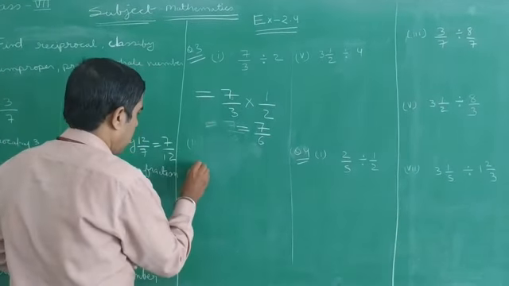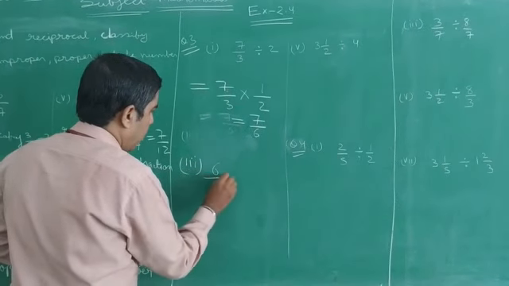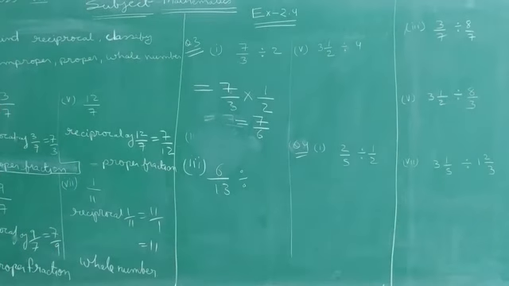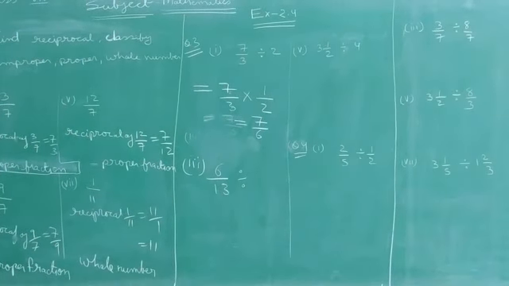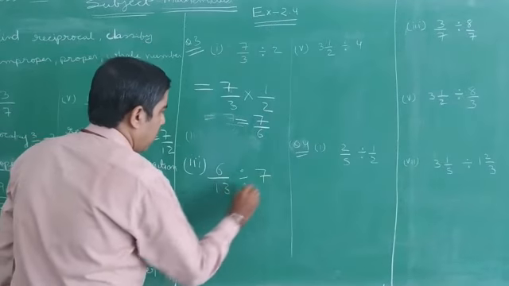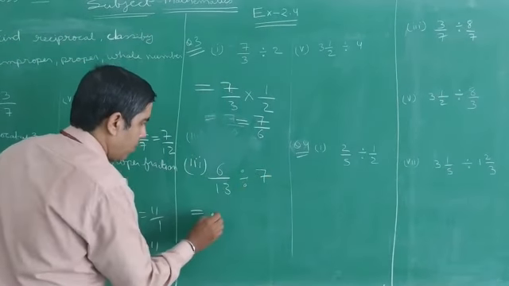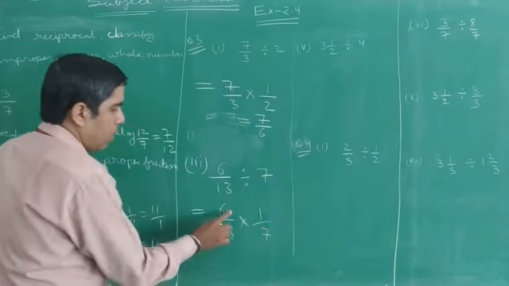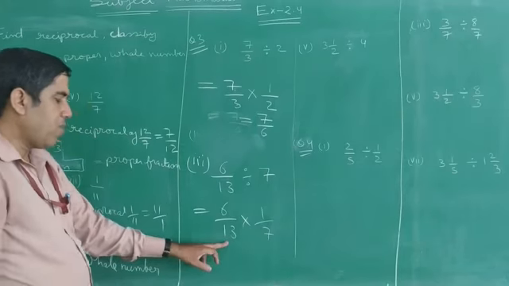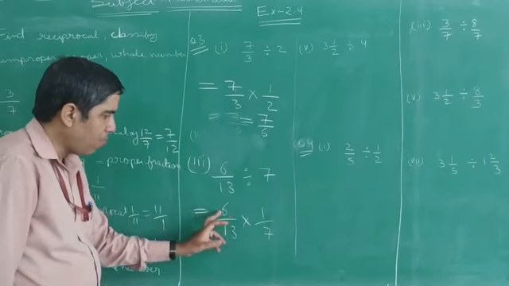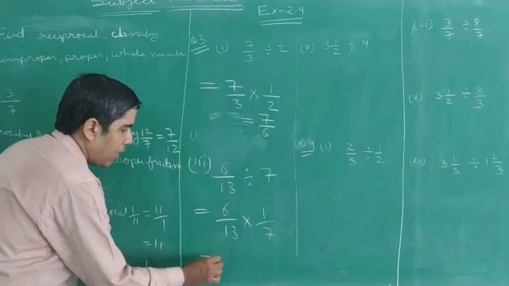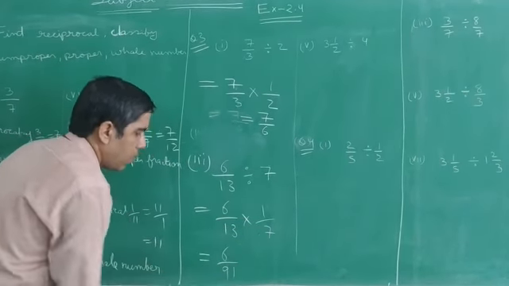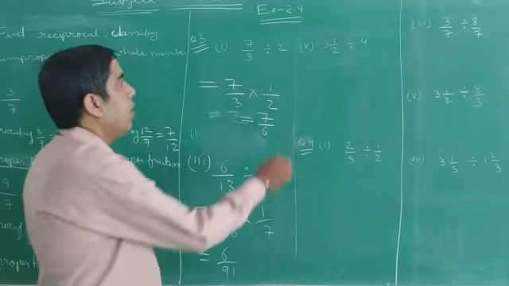And this third part, now I am writing here 6 by 13. Let me see once the problem. 6 by 13 divided by 7. Again the reciprocal of second fraction. So it comes 6 by 13 multiplied by 1 by 7. You can see 7 is a prime number, 13 is a prime number, and 6 is not a multiple of these. So it comes like this here. 6 times 1 is 6 and 13 times 7 is 91. 6 upon 91 is the answer.